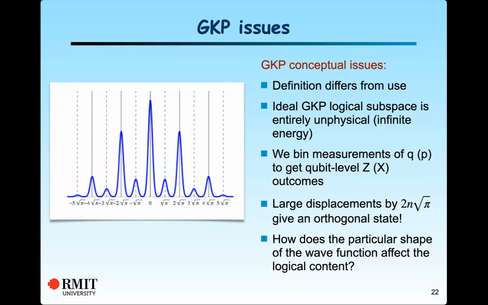So, conceptual issues. The definition of the GKP state differs from how it's used. The GKP state is defined as a comb. It's defined as a delta comb wave function. Those things are very, very not in the Hilbert space. Not just a single delta function, but a comb of delta functions. So the ideal GKP logical subspace is entirely unphysical, infinite energy.